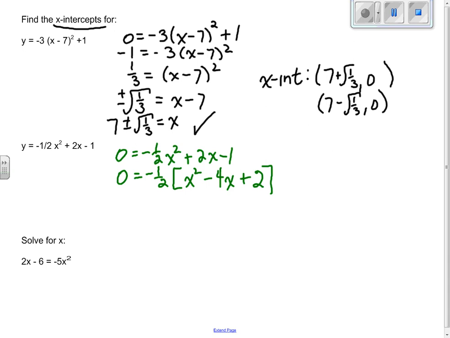I just don't like that minus half in the front. And since I have this whole thing equal to 0, I can divide both sides by minus a half, and I have simplified this a great deal. It's still not factorable, but I have something much more simple that I could complete the square with in order to solve it like I did the last question.